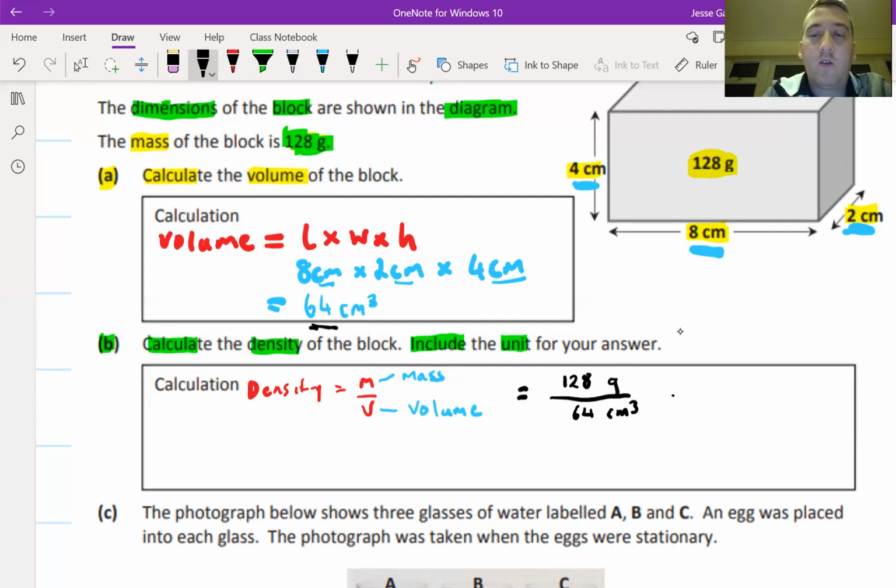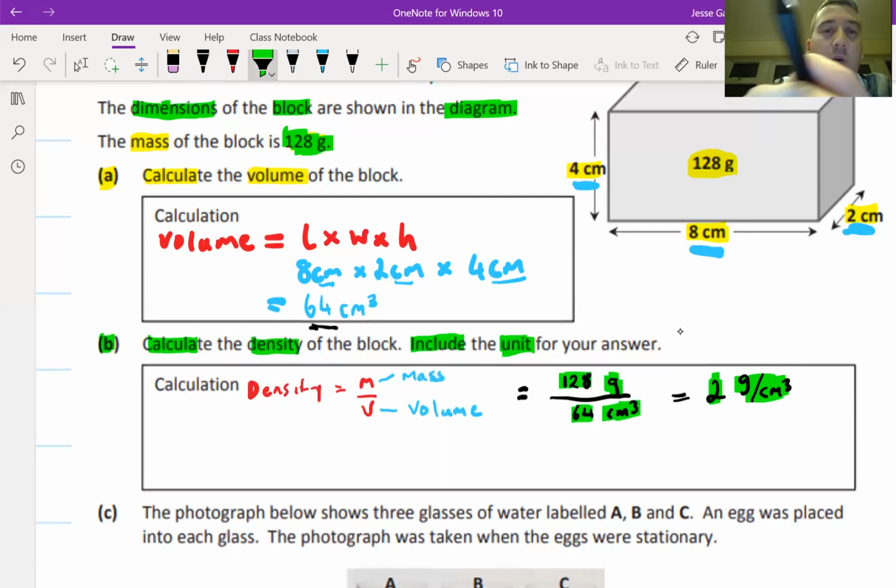Okay, so when you do that, 128 divided by 64, you're going to get an answer of 2. But 2, that's only the number part of this sum, where we divided the number 128 by 64. Remember that this is also dividing grams by centimeters cubed. Now that can't give us a number over here, but what it does give us is a unit. So it gives us the unit grams per centimeter cubed. And that's the unit that they asked us about over here, include the unit. So grams per centimeter cubed. So now we've done both parts of the question.